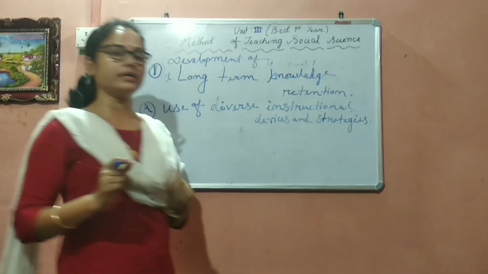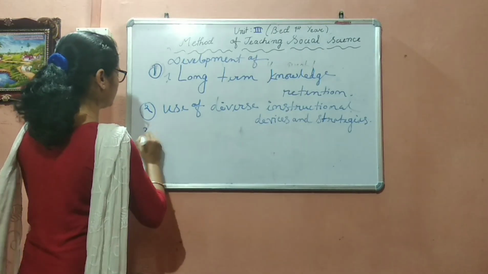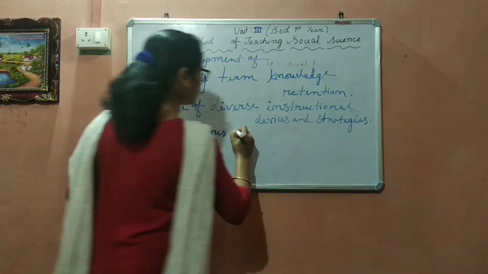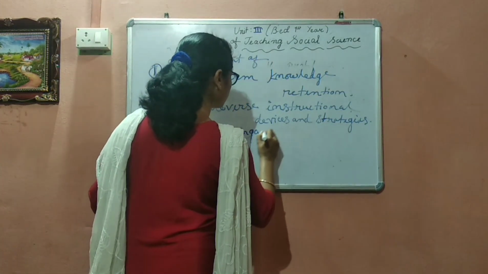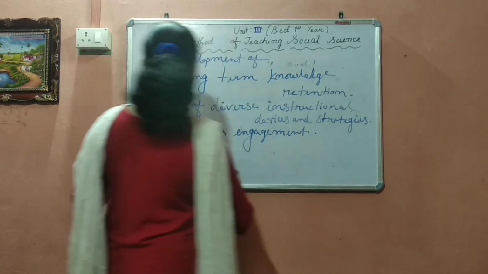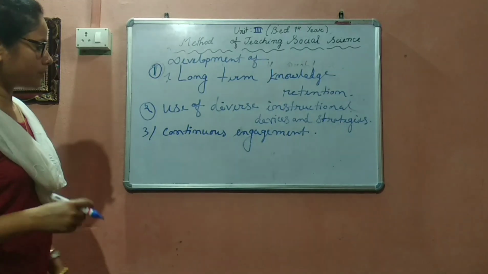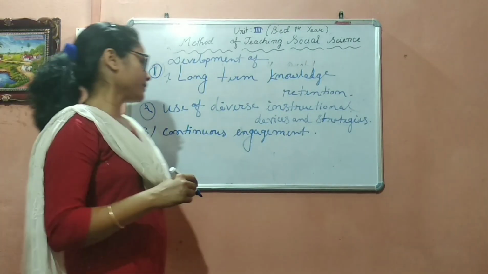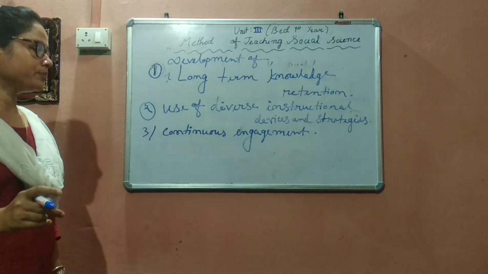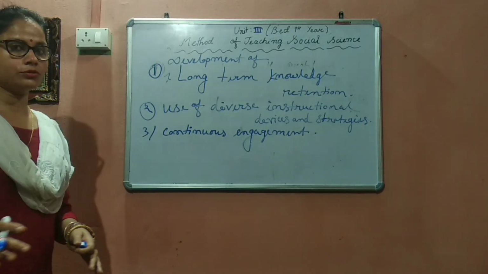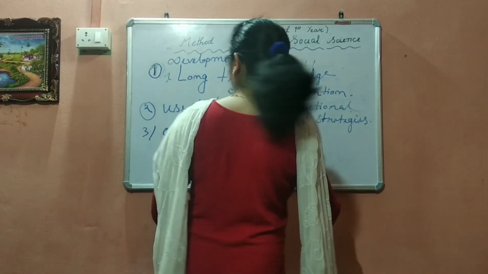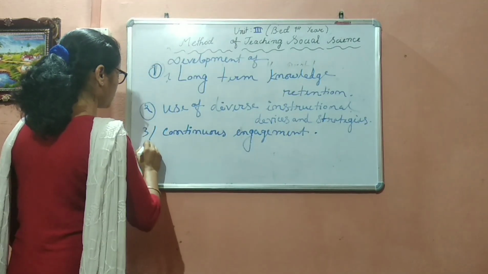The third one is continuous engagement. During the problem solving method, during collecting data information, students must be engaged in that problem. Students must be engaged in that situation. This is the third advantage of problem solving method.